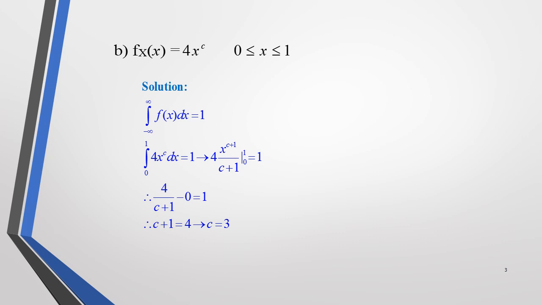B. f(x) equals 4x^c for x between 0 and 1. And we want to find the constant c. Again, since f(x) represents the PDF of the random variable x, then the integral of 4x^c dx from 0 to 1 has to equal 1. If we carry out this integration, we will get 4 times x^(c+1)/(c+1) evaluated at 0 and 1, which is equal to 4 times 1/(c+1) minus 0. And this must equal 1. So c plus 1 equals 4, which implies that c equals 3.